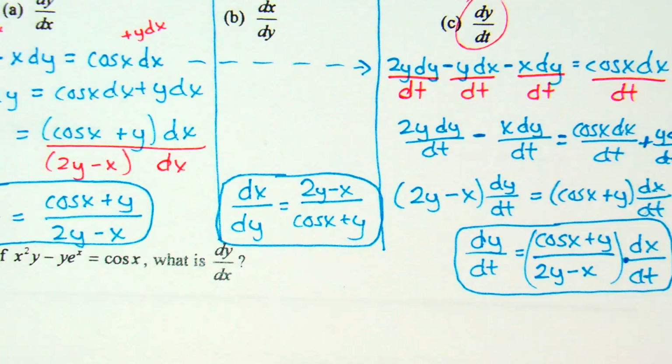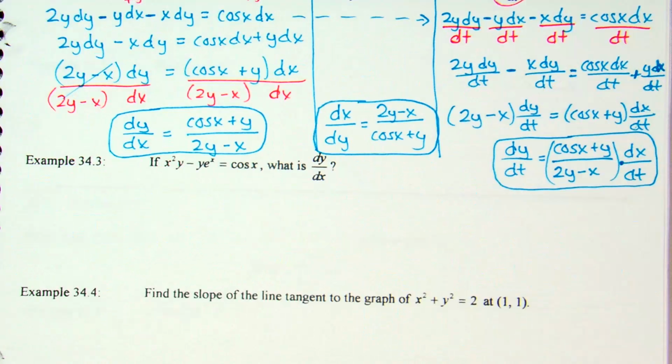Example 3. If x squared y minus y e to the x equals cosine x, what is dy dx? So practicing one more time before we then start talking about how this relates to slope.